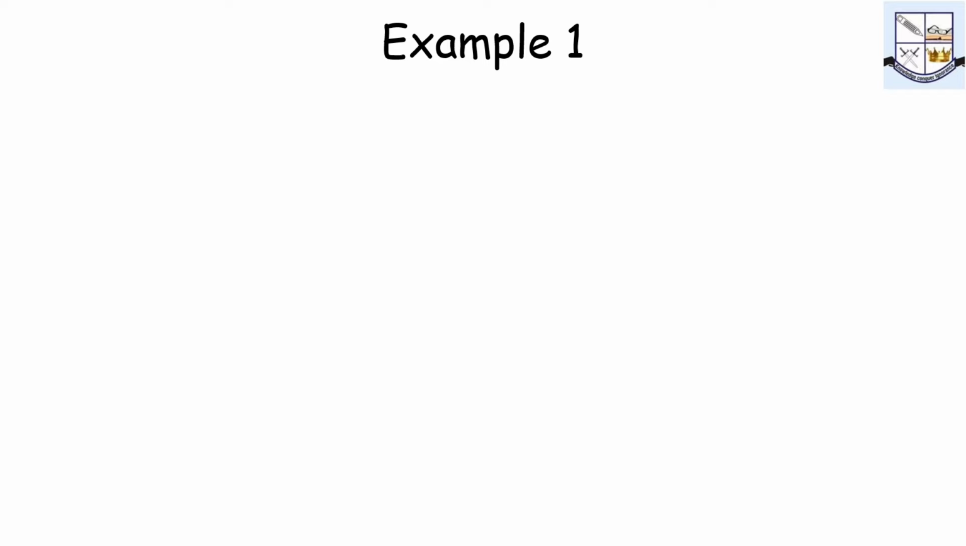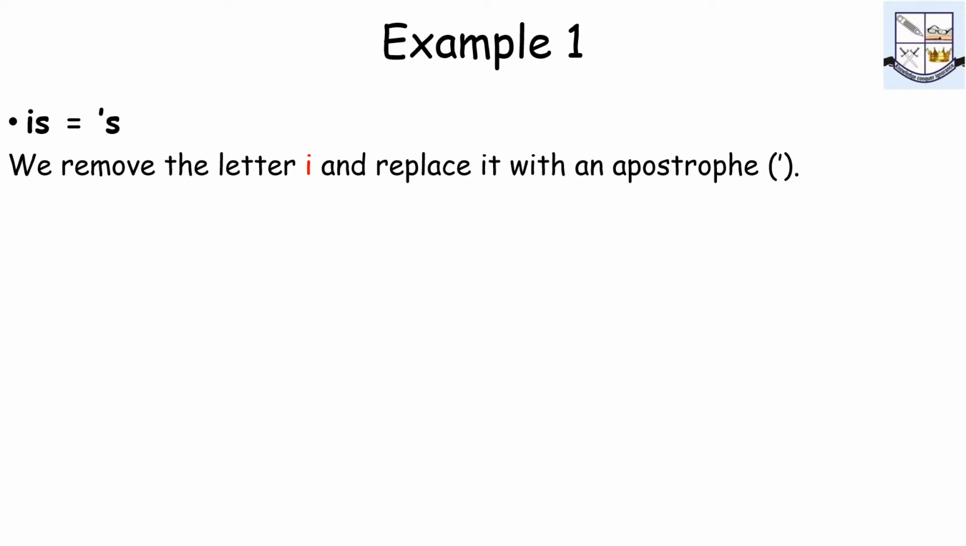Example 1. Is equals apostrophe S. When is is contracted, it gives us apostrophe S. We remove the letter I and replace it with an apostrophe, as seen on the board. That is, when we are contracting is, we remove letter I and replace it with an apostrophe, which gives us apostrophe S. That is, the contraction for is is apostrophe S.